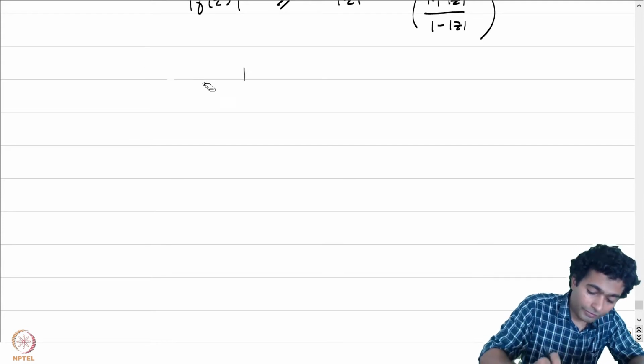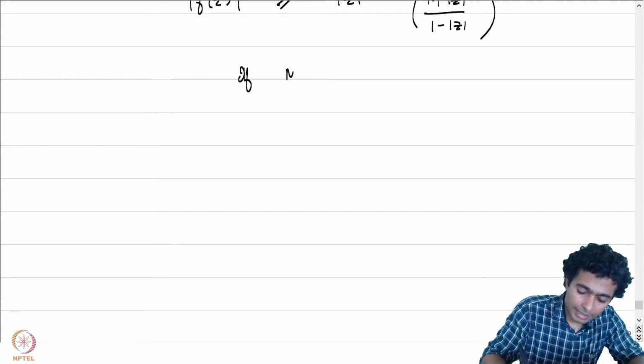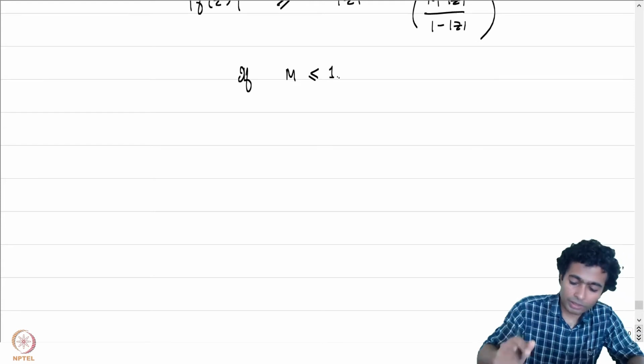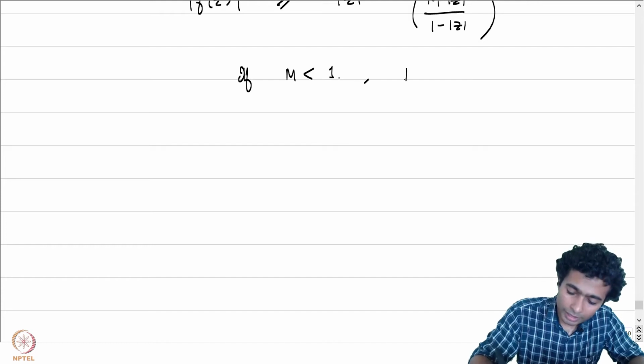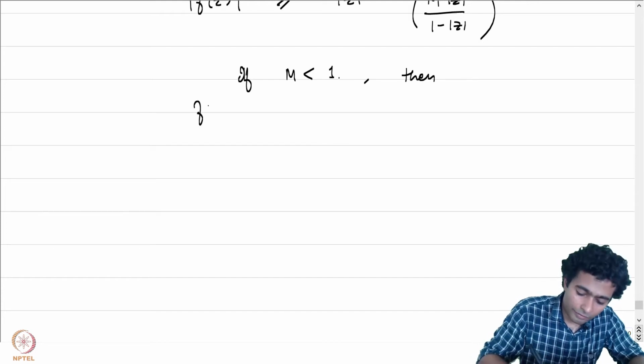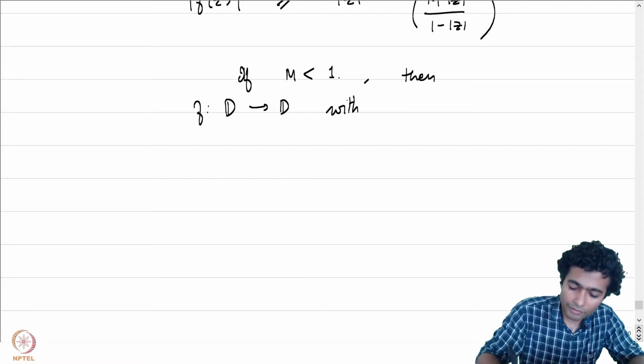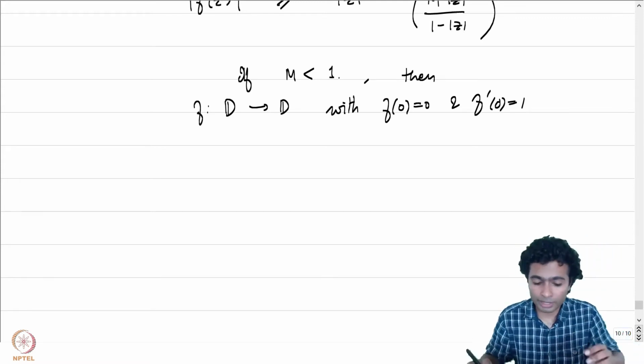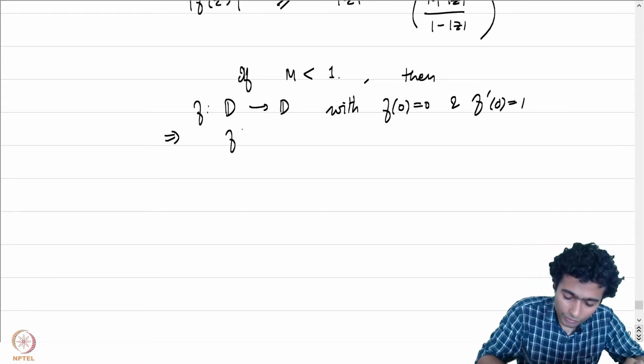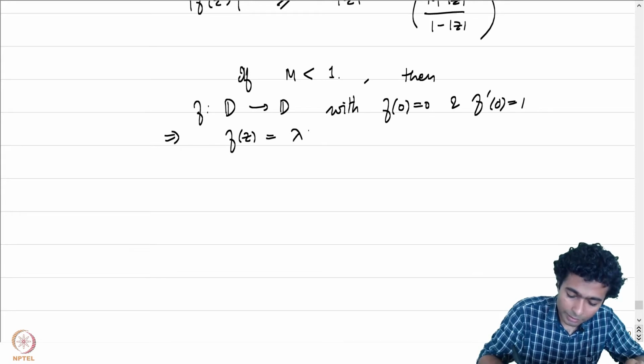Since mod f, if m is less than 1, let's end up with some contradiction, then f will be a map from D to itself with f of 0 equal to 0 and f prime of 0 equal to 1, and Schwarz's lemma tells us that f of z is equal to lambda times z.